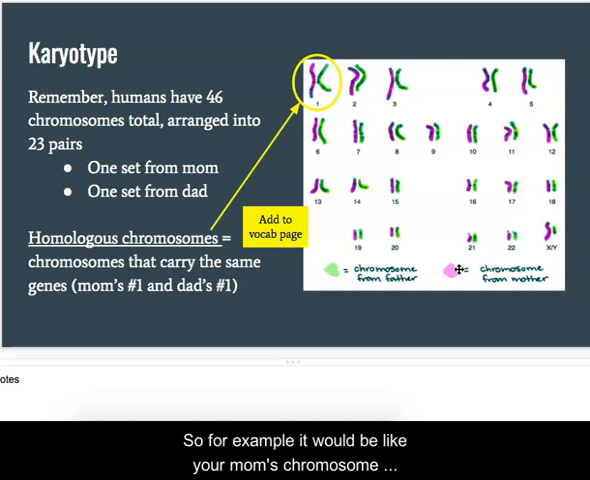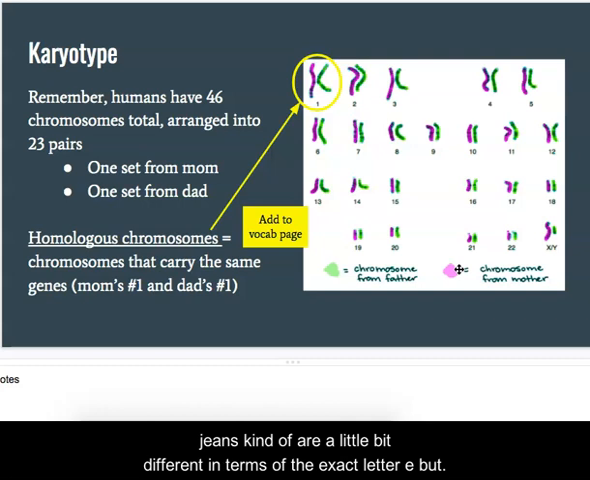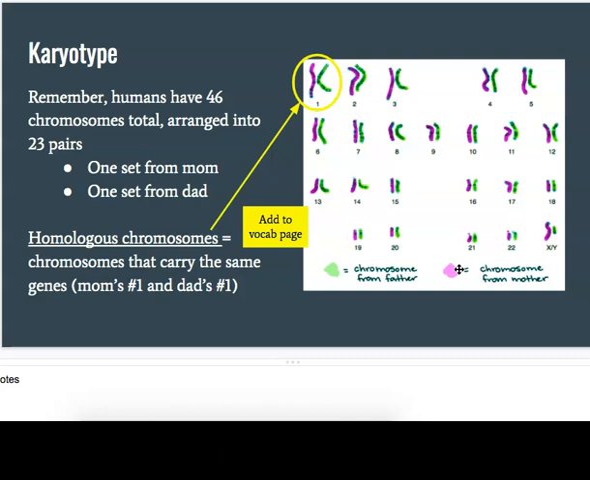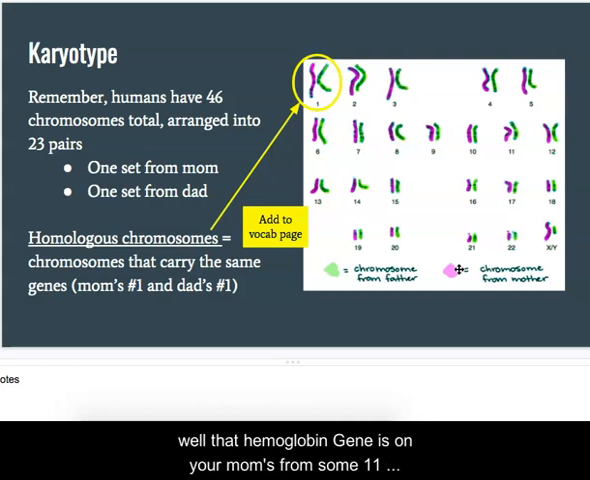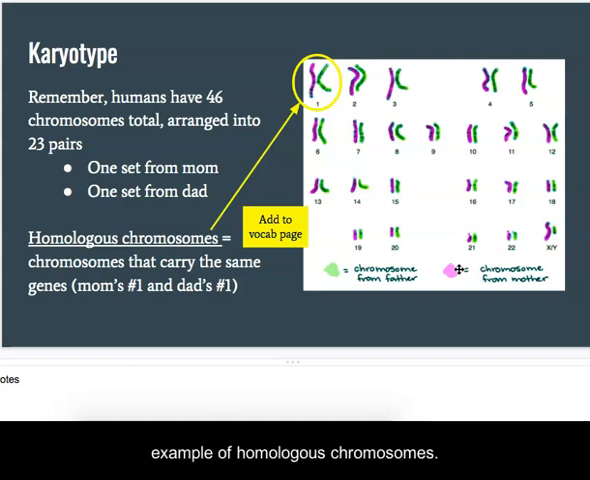So for example, it would be like your mom's chromosome number 1 and your dad's chromosome number 1. They're not 100% identical because everybody's genes are a little bit different in terms of the exact lettering, but when I said the hemoglobin gene is on chromosome 11, that hemoglobin gene is on your mom's chromosome 11 and your dad's chromosome 11. So that would be an example of homologous chromosomes.